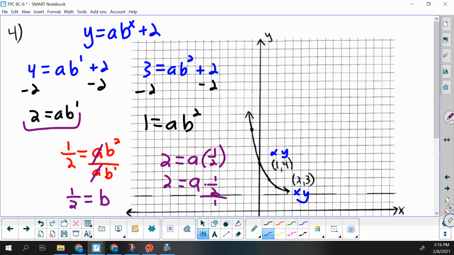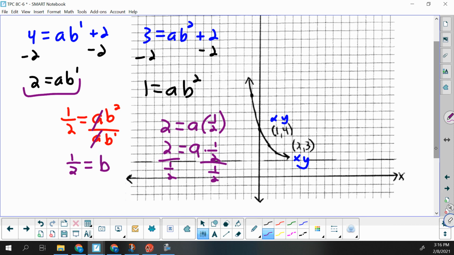To get that to the other side, we'll divide by a half. But we have a fraction within a fraction. So I'm going to take that off to the side and write it horizontally. 2 divided by 1/2, written horizontally.